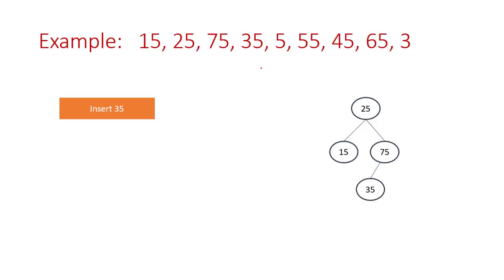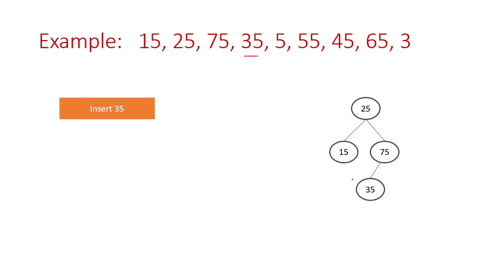The node which we are inserting is 35 here. So 35 is greater than 25 and less than 75. So 35 is inserted as a left child of 75. The next step is, whenever you are inserting, immediately you check the balance factor of all the nodes.